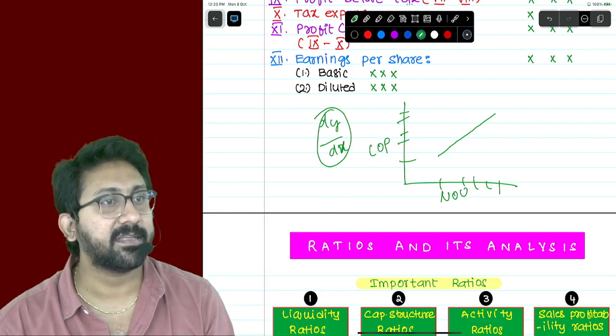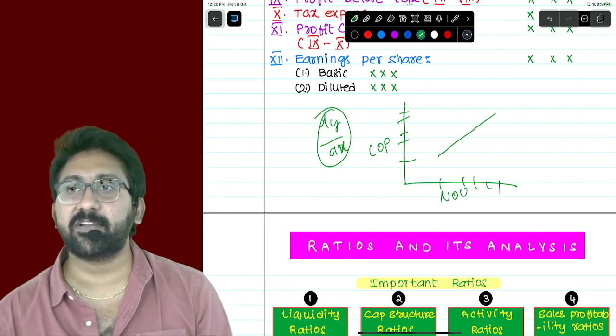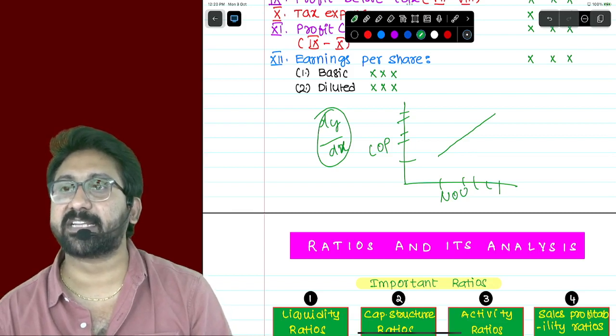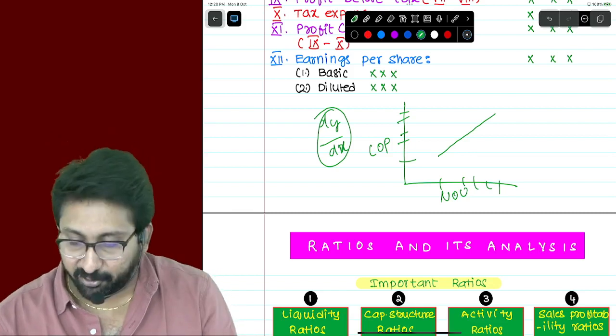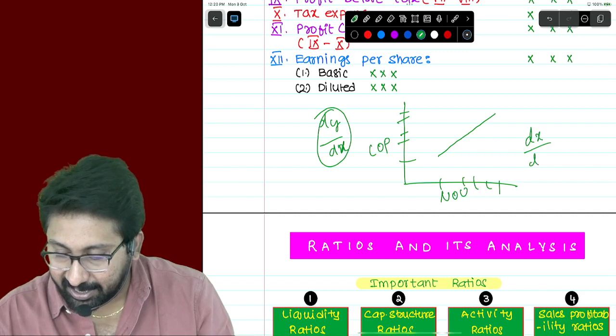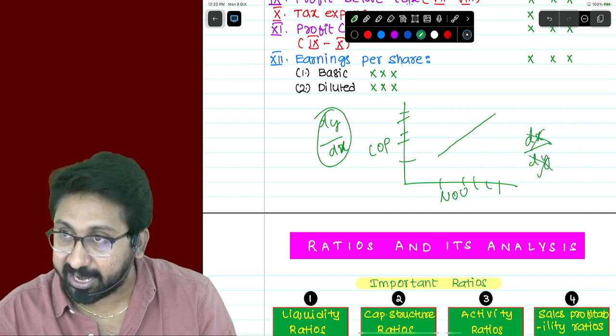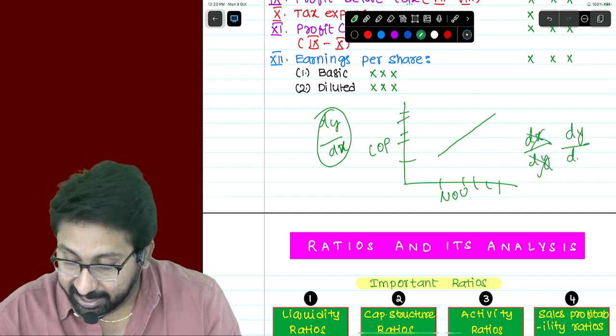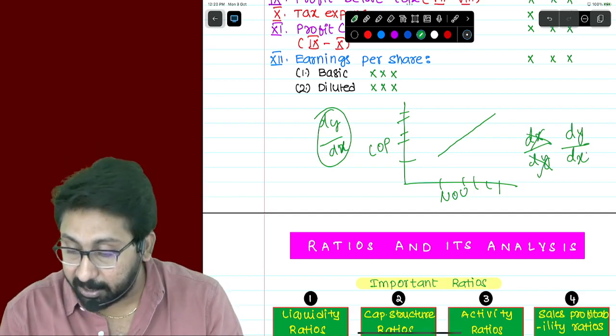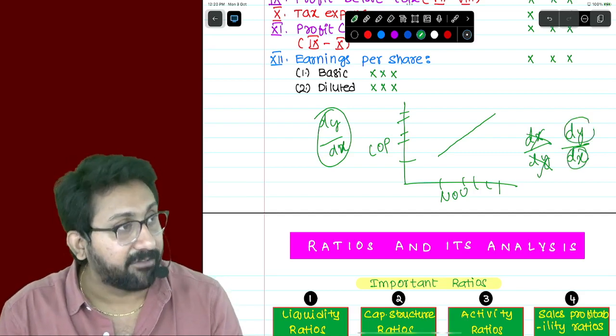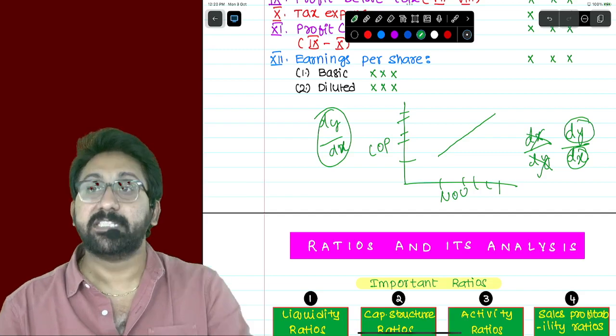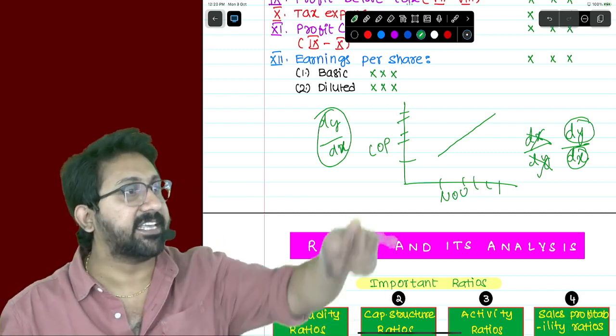Who influences whom? Does the x-axis influence the y-axis, or does the y-axis influence the x-axis? Therefore, the influencer and like this we should not write dy by dx. Variable of x, variable of y. Why am I saying a change in x leads to a change in y?